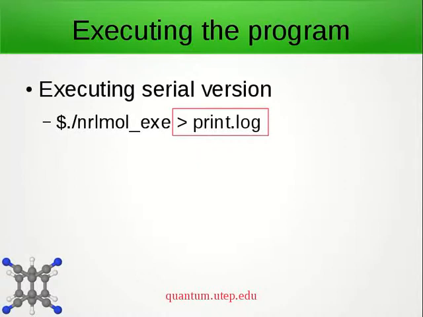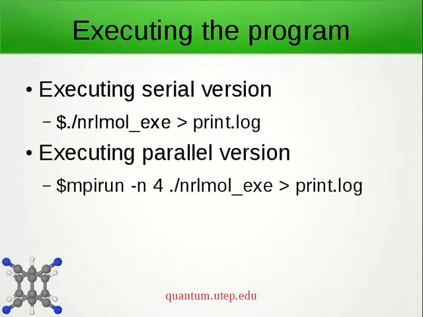So whatever you want. This file would just contain the output of the program itself. Now, when you are executing the parallel version of NRLMOL, you have to specify mpirun or mpiexec, or whatever command executes MPI programs on a remote cluster. You specify the number of processors, then NRLMOL, and you do the same: you redirect the output to some text file.